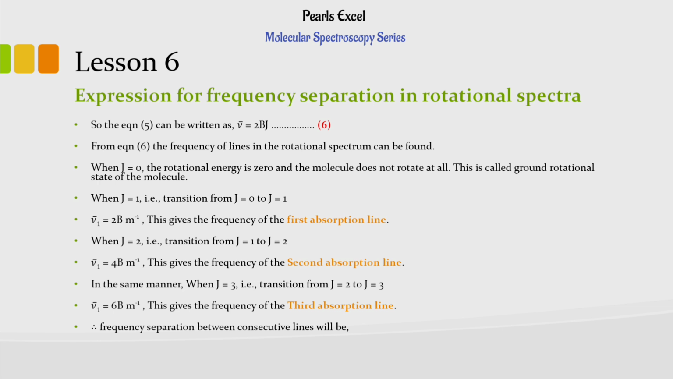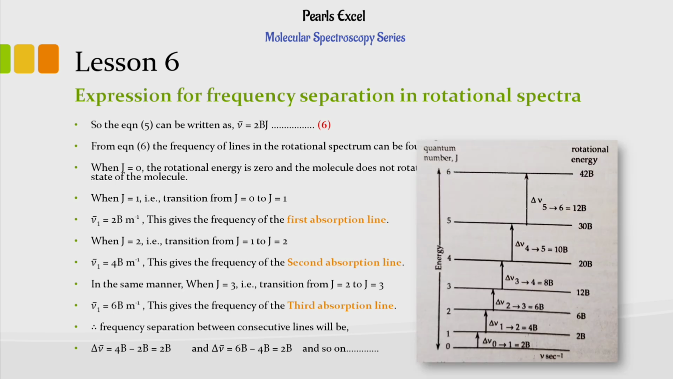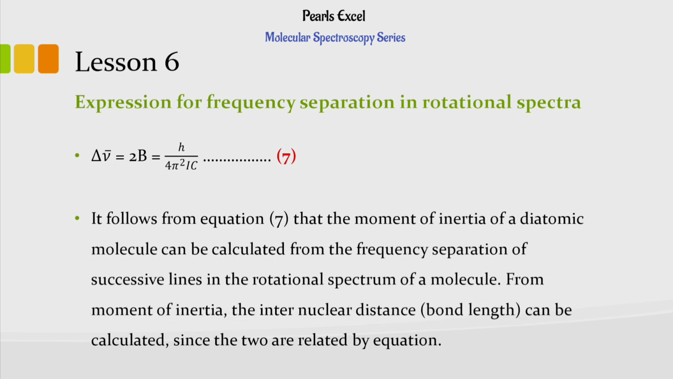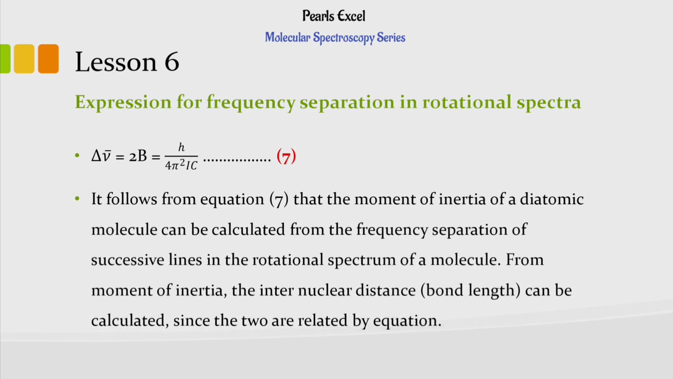Therefore, the frequency separation between consecutive lines will be delta ν bar = 4B minus 2B = 2B. Similarly, 6B minus 4B = 2B, and so on. So from this image you clearly understand the frequency separation of rotational energy levels. Therefore, delta ν bar = 2B = h/4π²Ic. Assign this as equation number 7.